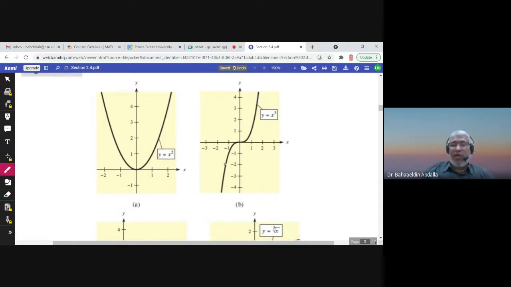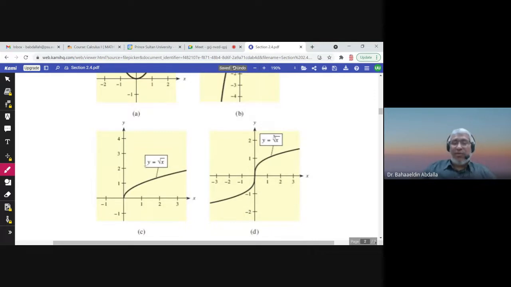X cubed is like this. X to the power 5 would come from here and it will go flatter, flatter, and go like this. So this is x to the power 5, for example. 7 the same, 9 the same, but also flatter and closer to the y-axis. So the main two are x squared and x cubed.